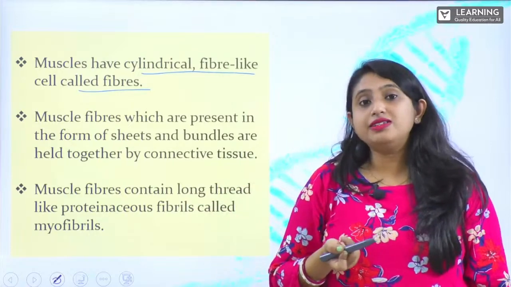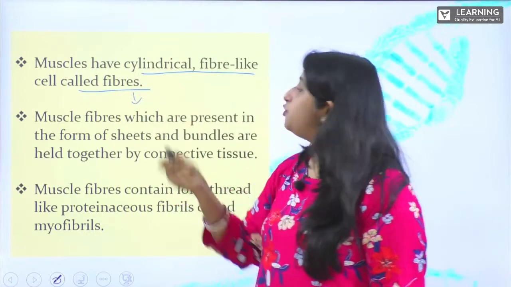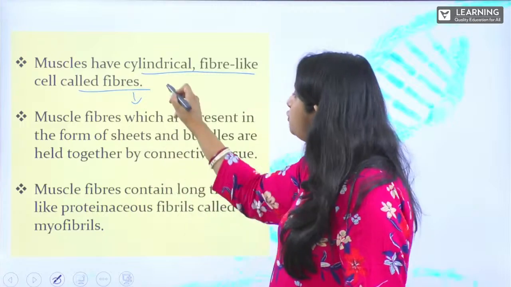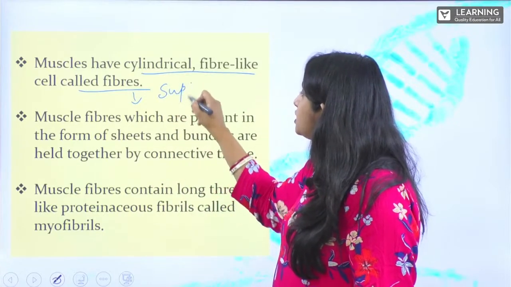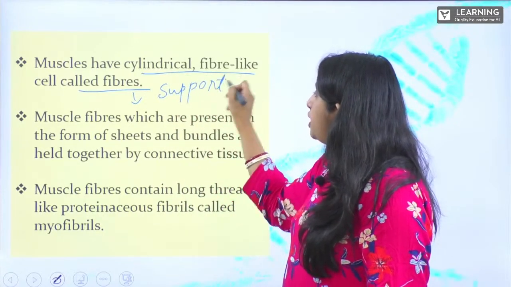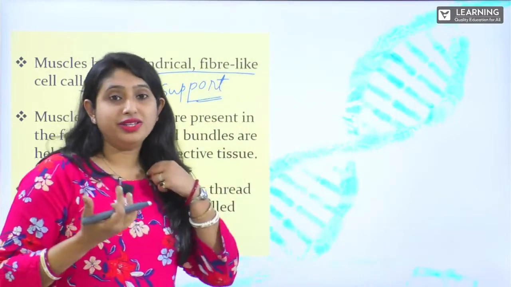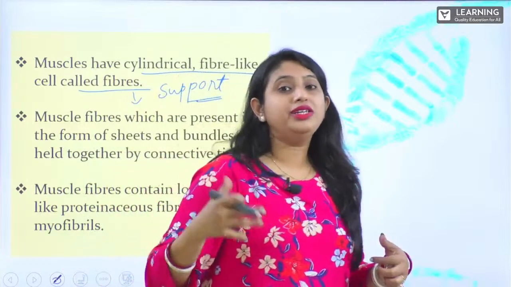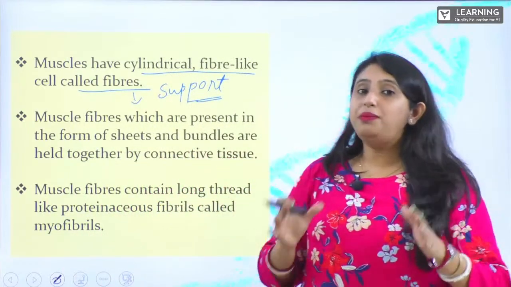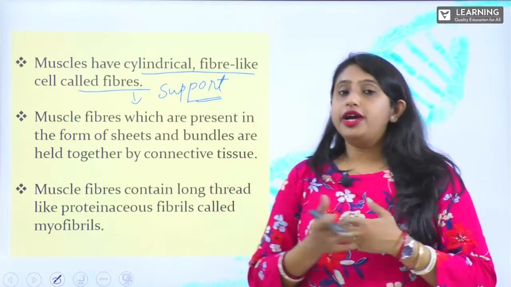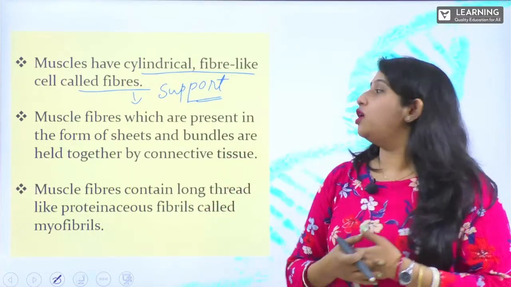So next, these muscles have cylindrical fiber-like cells called fibers. So muscles are made up of fibers. What is the function of this fiber? The function of the fiber is what? It provides support, it provides protection. Our body is made up of muscle. Because of this muscle, our body gets its structure and proper shape, right? So it is providing support to our body.